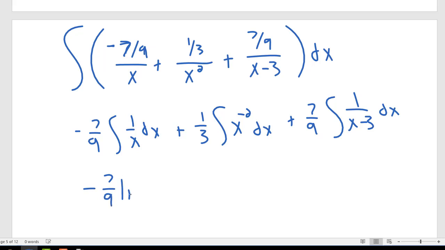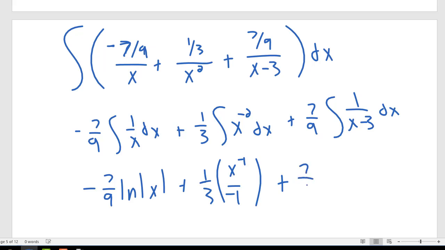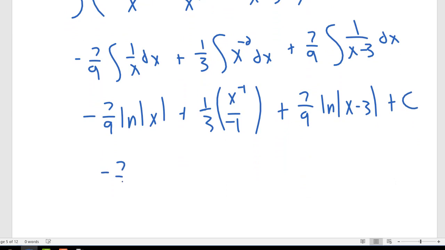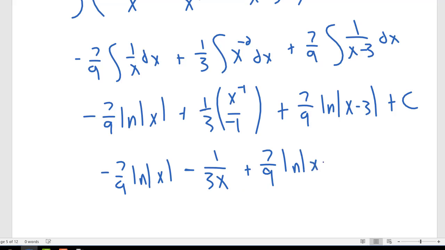So I'm going to have negative 7/9 ln of x. I'm going to have plus 1/3, so let's see, add 1 to the power, divide by the new power, and then 7/9 ln of x minus 3, and then all one big constant. So I guess for the final answer, I could say negative 7/9 ln of x, and then minus 1 over 3x, and then plus 7/9 ln of x minus 3.